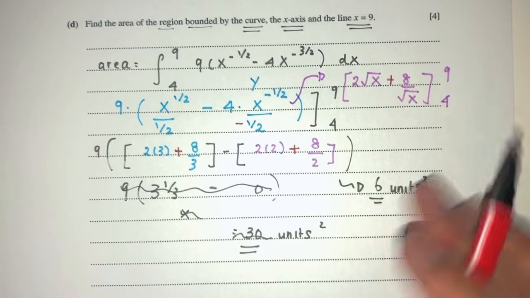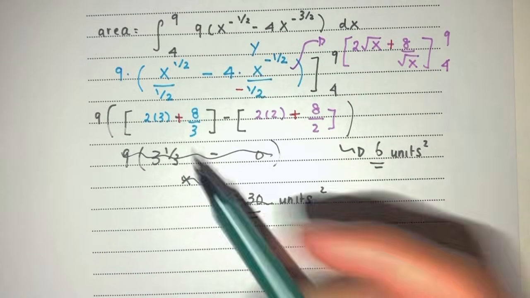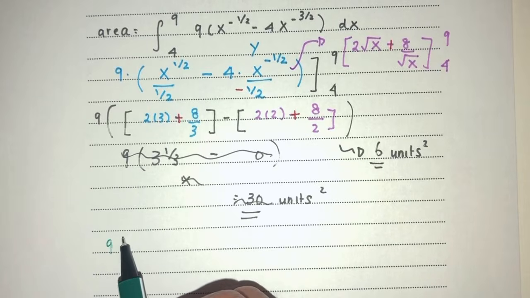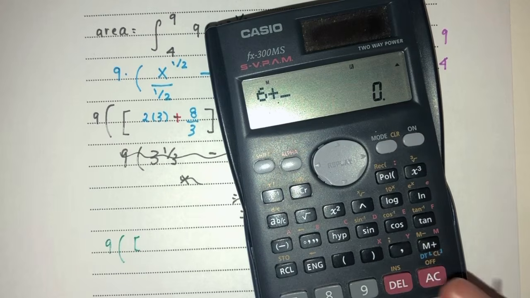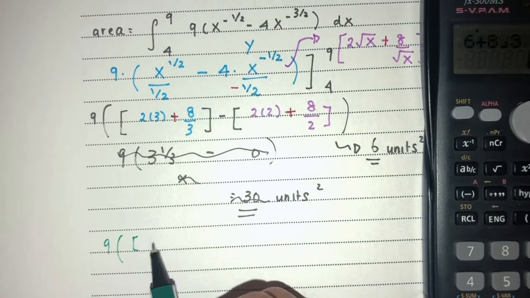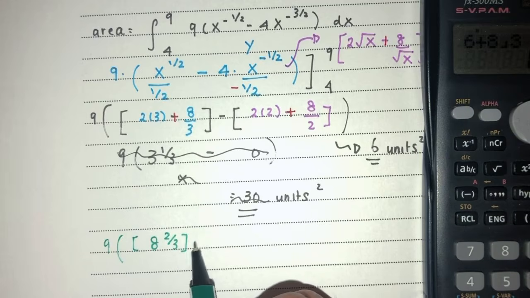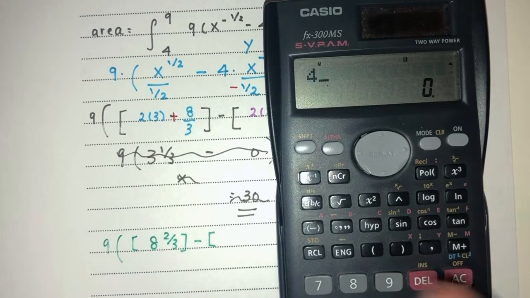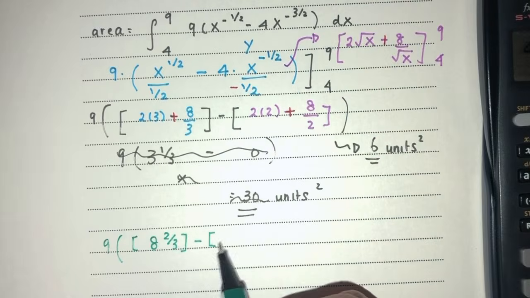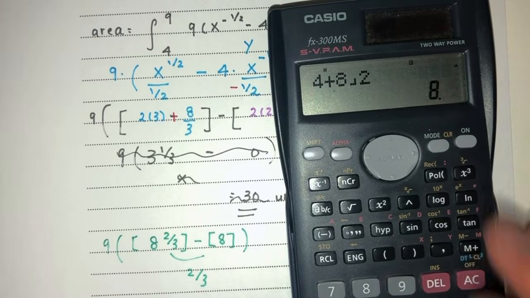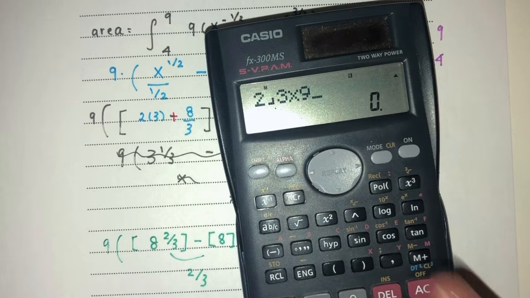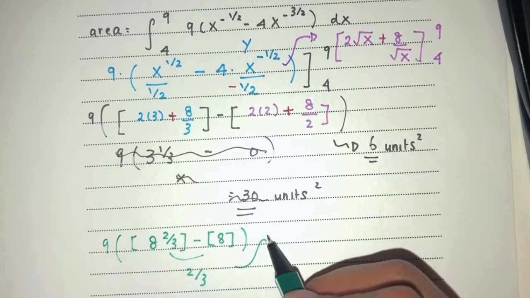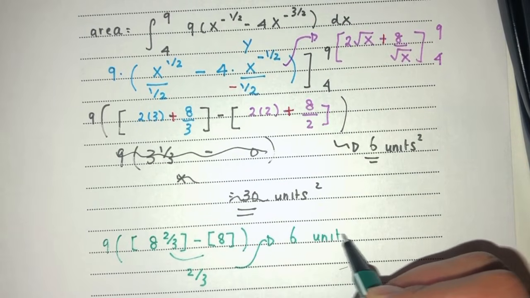So let me rewrite this down. From this you will get 9 outside the bracket. That will become 2 times 3 is 6 plus 8 over 3. That should be 8 and 2 over 3, minus, that should be 4 plus 8 over 2. That should be 8. That will become 2 over 3, and times 9. Sorry, 2 over 3 times 9 should be 6. So 6 will be your answer at the end, units square.